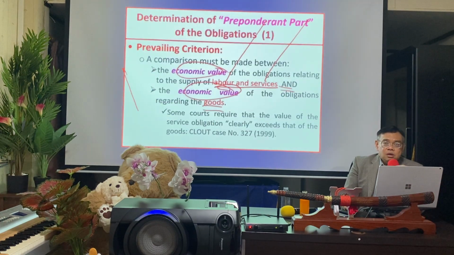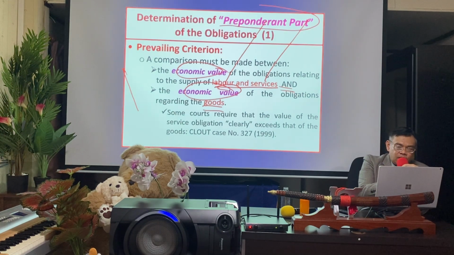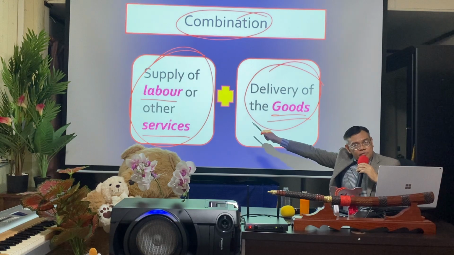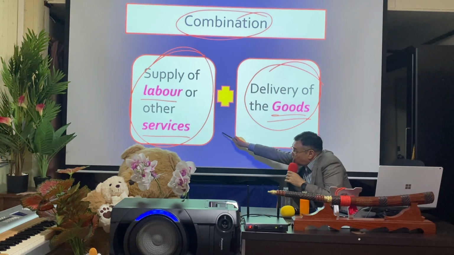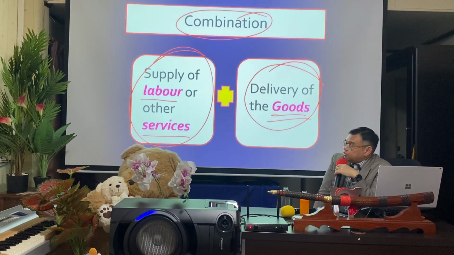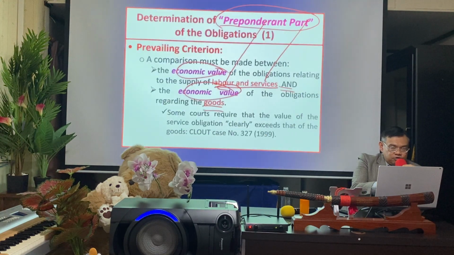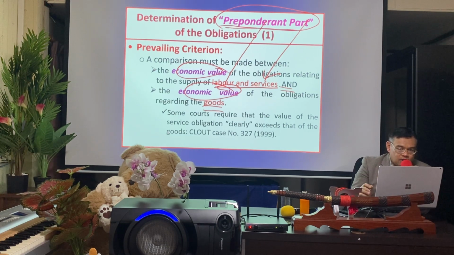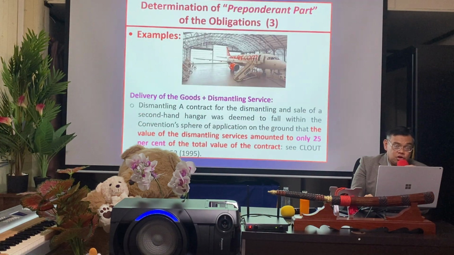Now again, the CISG just uses the wording preponderant part if we have the combination between the supply of labor or services and the delivery of the goods. If the application which consists of the provision of labor or services is the preponderant part, then that contract is not a sale. So the question which we have to go through is how to determine the preponderant part. Of course, in this case, we just have to do the comparison as I have mentioned.